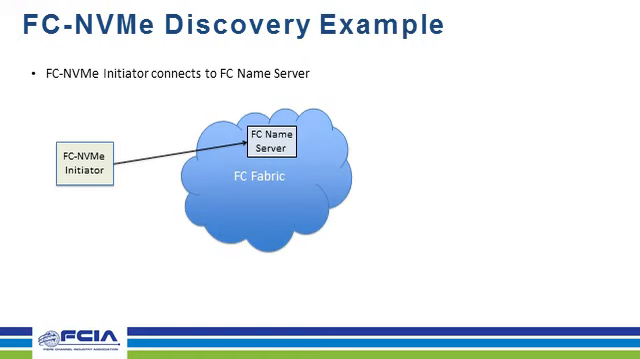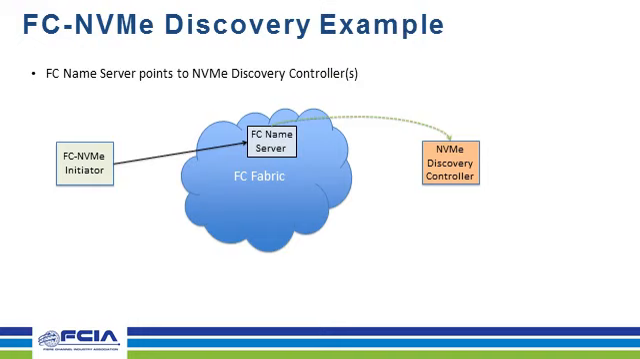So an example here: if I was an FC initiator and I wanted to start talking FC NVMe, the first thing I would do is connect to the name server and ask it, where can I find the NVMe discovery controllers? And it would give me a list of locations or ports in the fabric to go look.